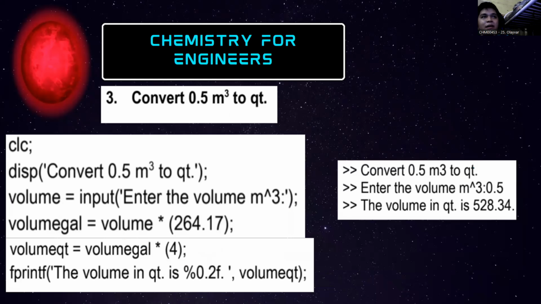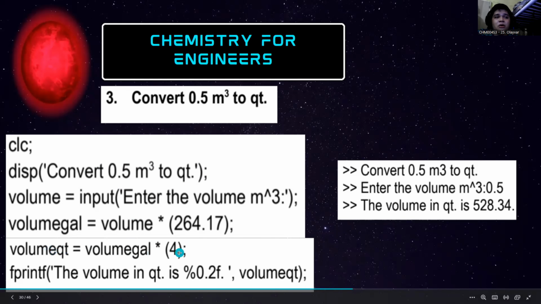And after that, we will have the conversion of 0.5 cubic meter to quart. In order to get that, we will put in the coding the problem and the input data. After that, we will transfer the volume into gallons. And after that, we will get the quart by having the volume in gallons times 4. And we will get the result.